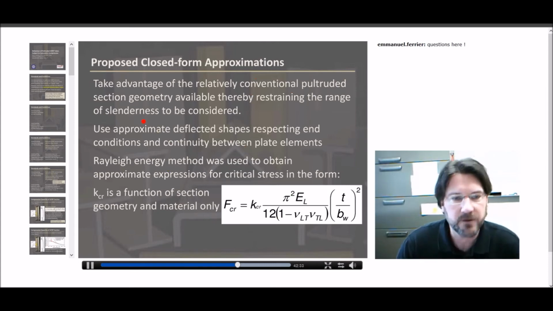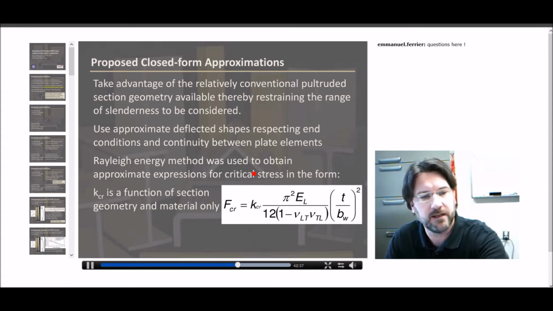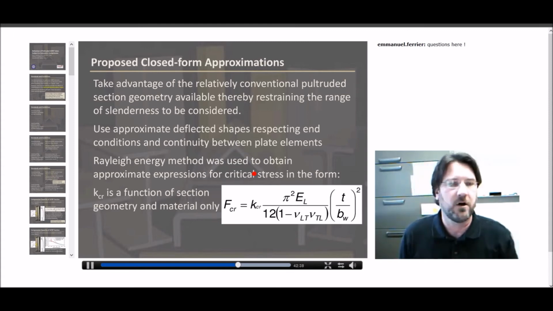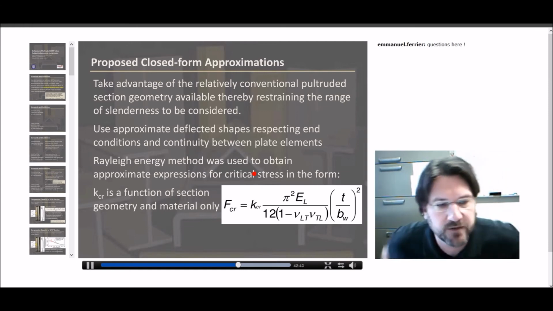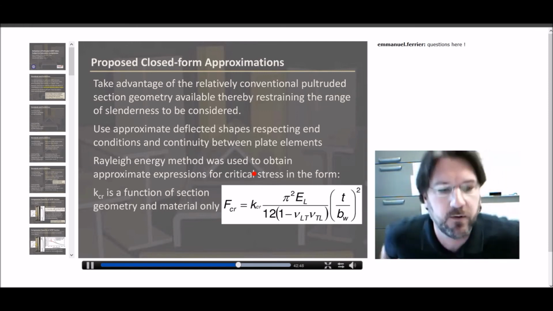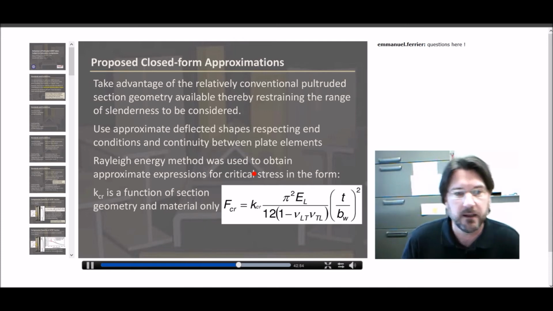And so the first thing that we do is we take advantage of the section geometry that's available. We do not have to address all possible section geometries. We have to address the section geometries that are regularly available, that are regularly pultruded. And that limits our range of applicability that we need to deal with, and that really helps us significantly in coming up with these approximations.